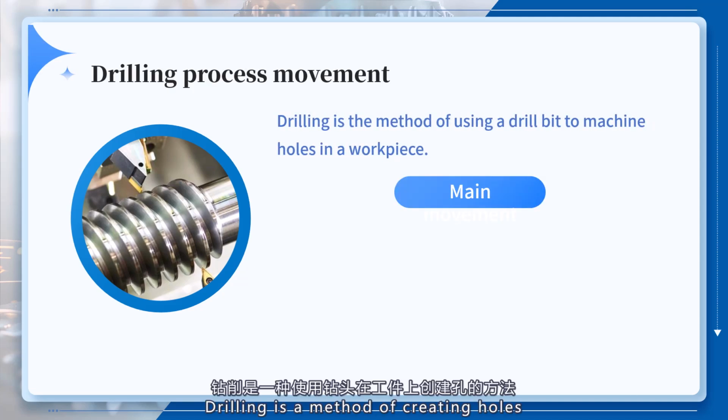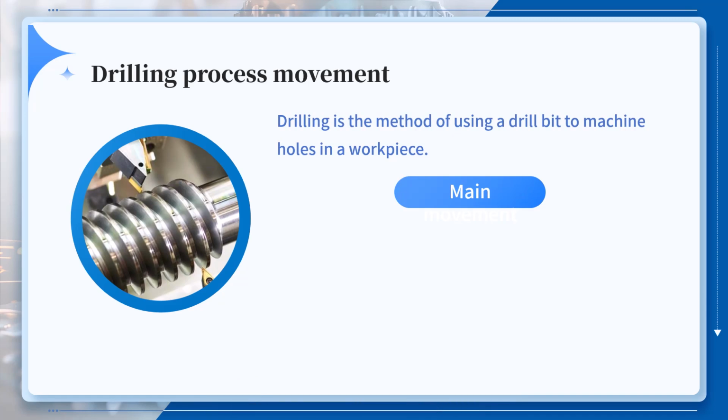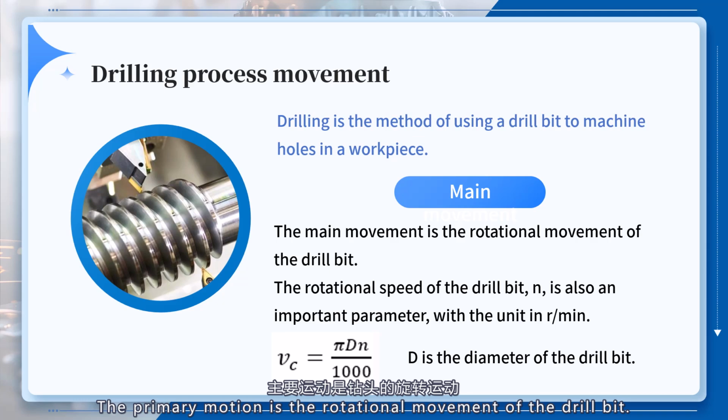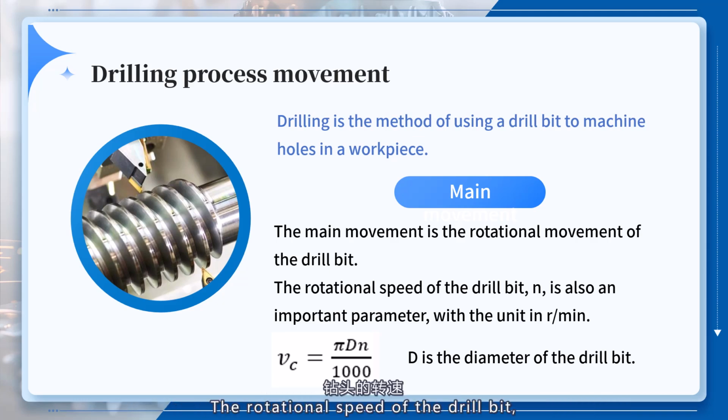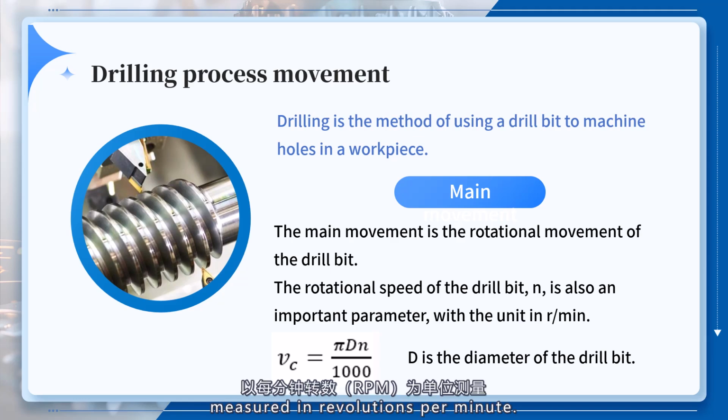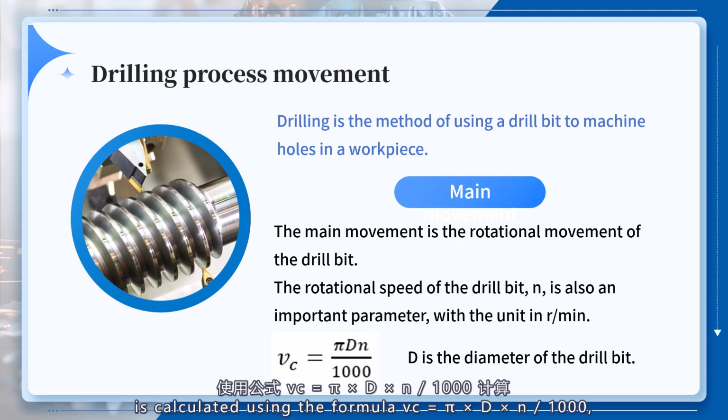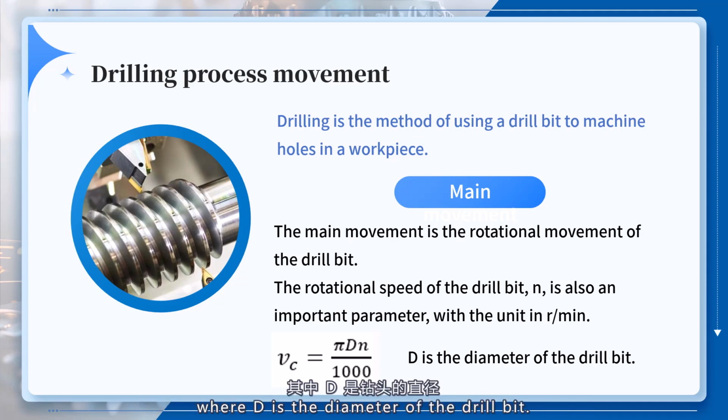Drilling motion. Drilling is a method of creating holes in a workpiece using a drill bit. Primary motion. The primary motion is the rotational movement of the drill bit. The rotational speed of the drill bit, denoted as n, is also an important parameter, measured in revolutions per minute. The cutting speed during drilling, Vc, is calculated using the formula Vc equals pi times d times n divided by 1000, where d is the diameter of the drill bit.